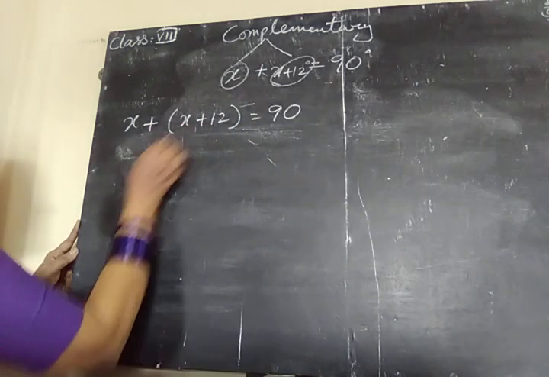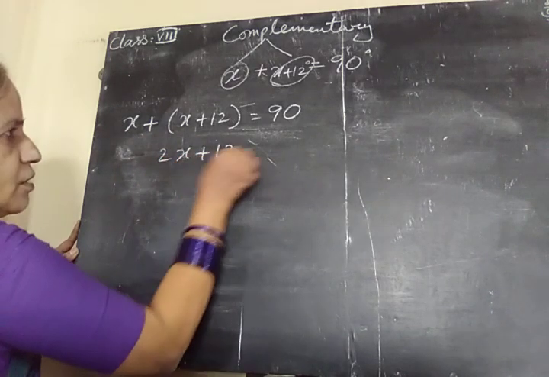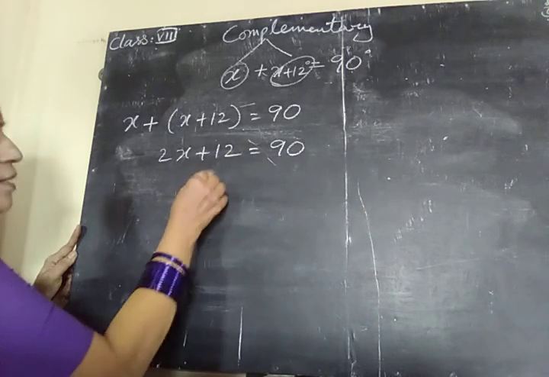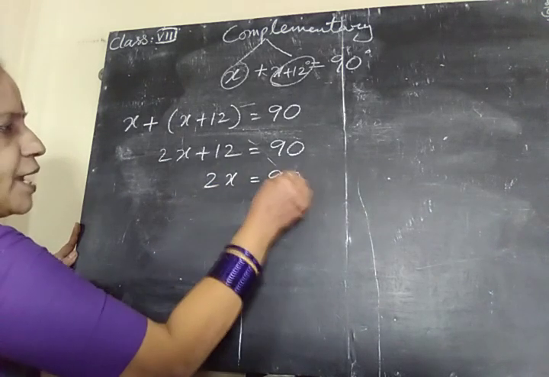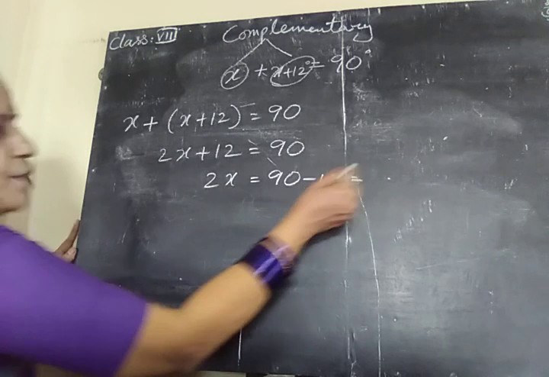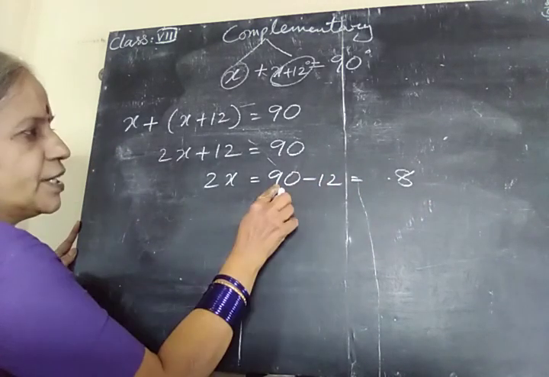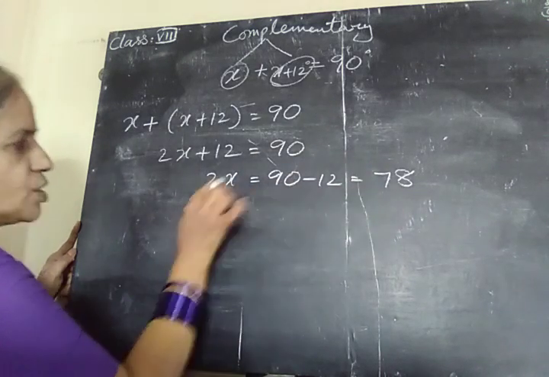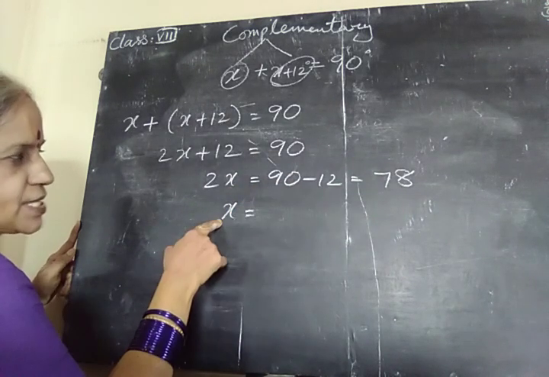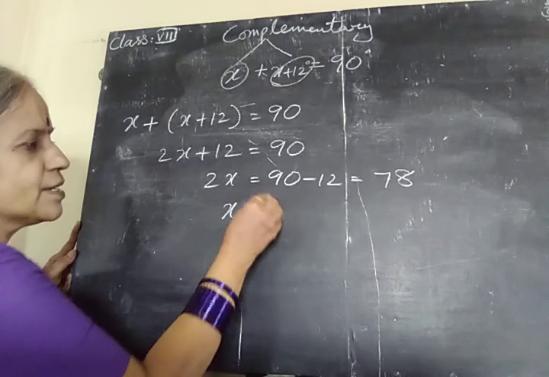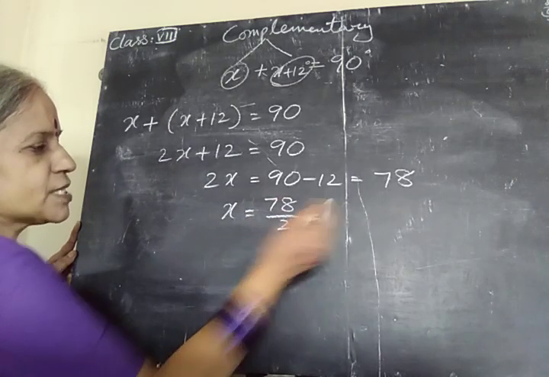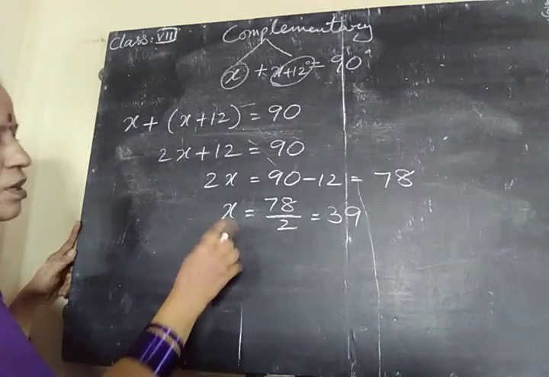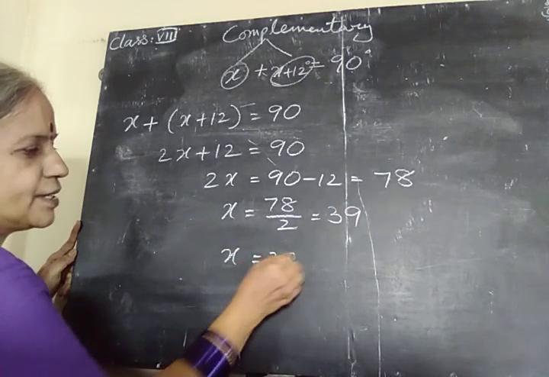Now, x plus x, 2x plus 12 is equal to 90. Plus 12 transpose that side. So 2x is equal to 90 minus 12. So now 2x is equal to 78. 2x means 2 into x. So 2 transposes to the right side, 78 by 2. That is 39. So x is equal to 39 degrees.